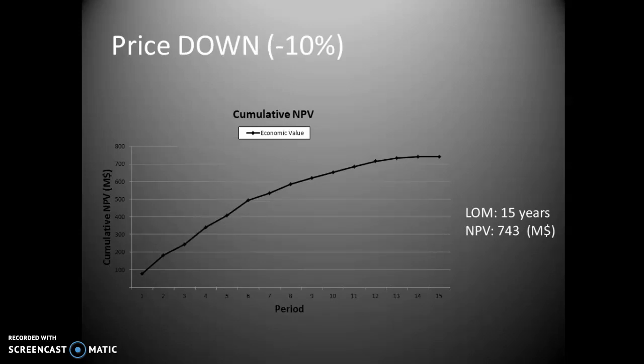If the price of copper and gold falls by 10%, we will have this scenario, an NPV of $743 million and a life of mine of 15 years. This NPV is 24% lower than the base scenario.